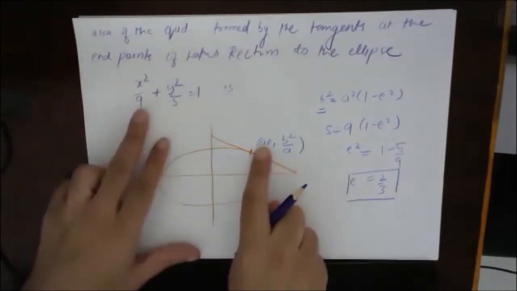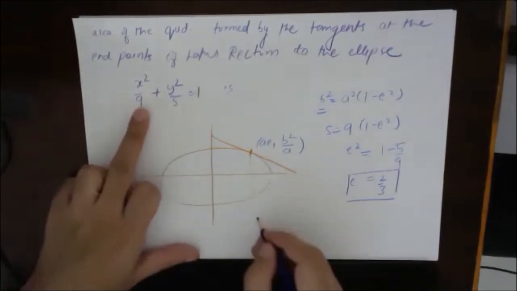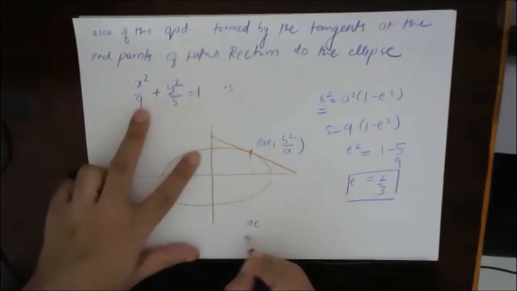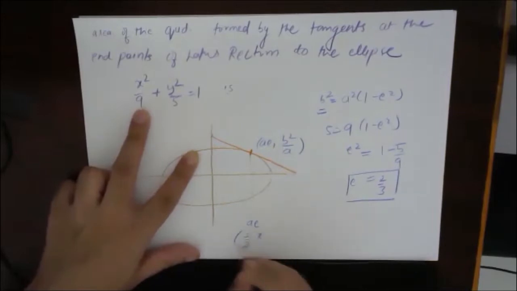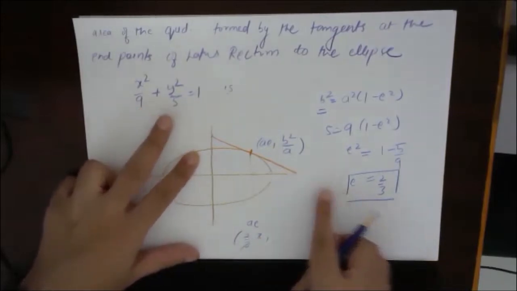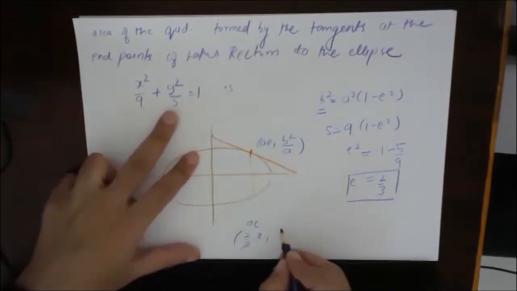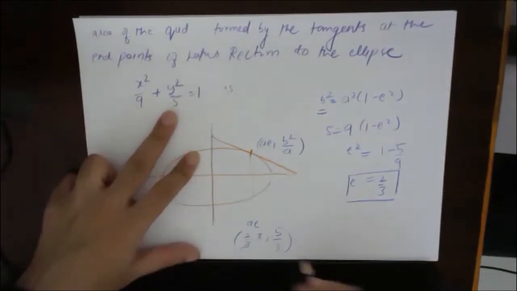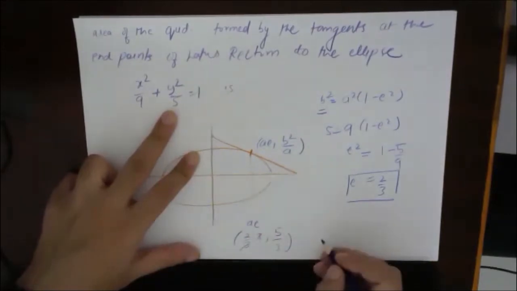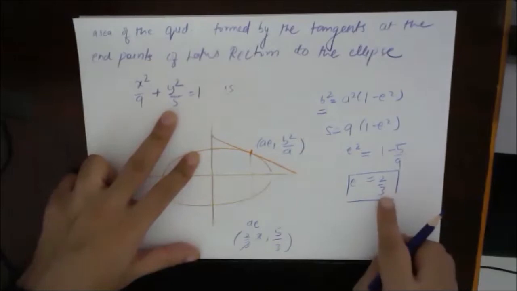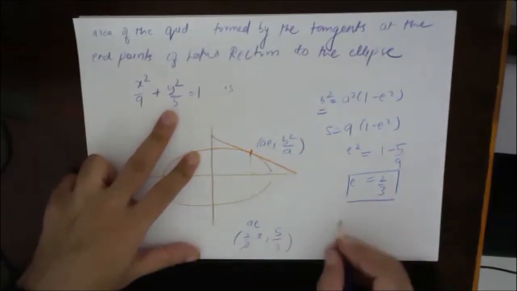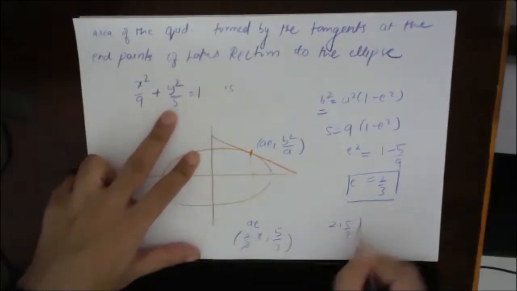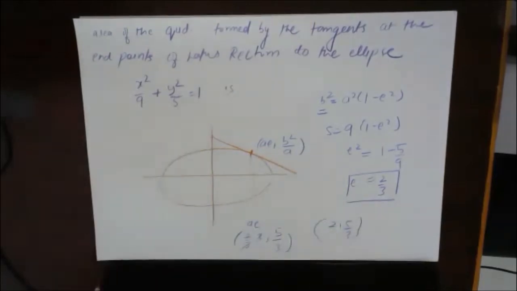So the value of e you got is 2 by 3, right? And a we have 3. So ae will become 2 by 3 into 3, which is 2. So the point becomes 2 comma b square by a. B square is 5 and a is 3, so 5 by 3. Yes, e is equal to 2 by 3. Correct. So the point becomes 2 comma 5 by 3.